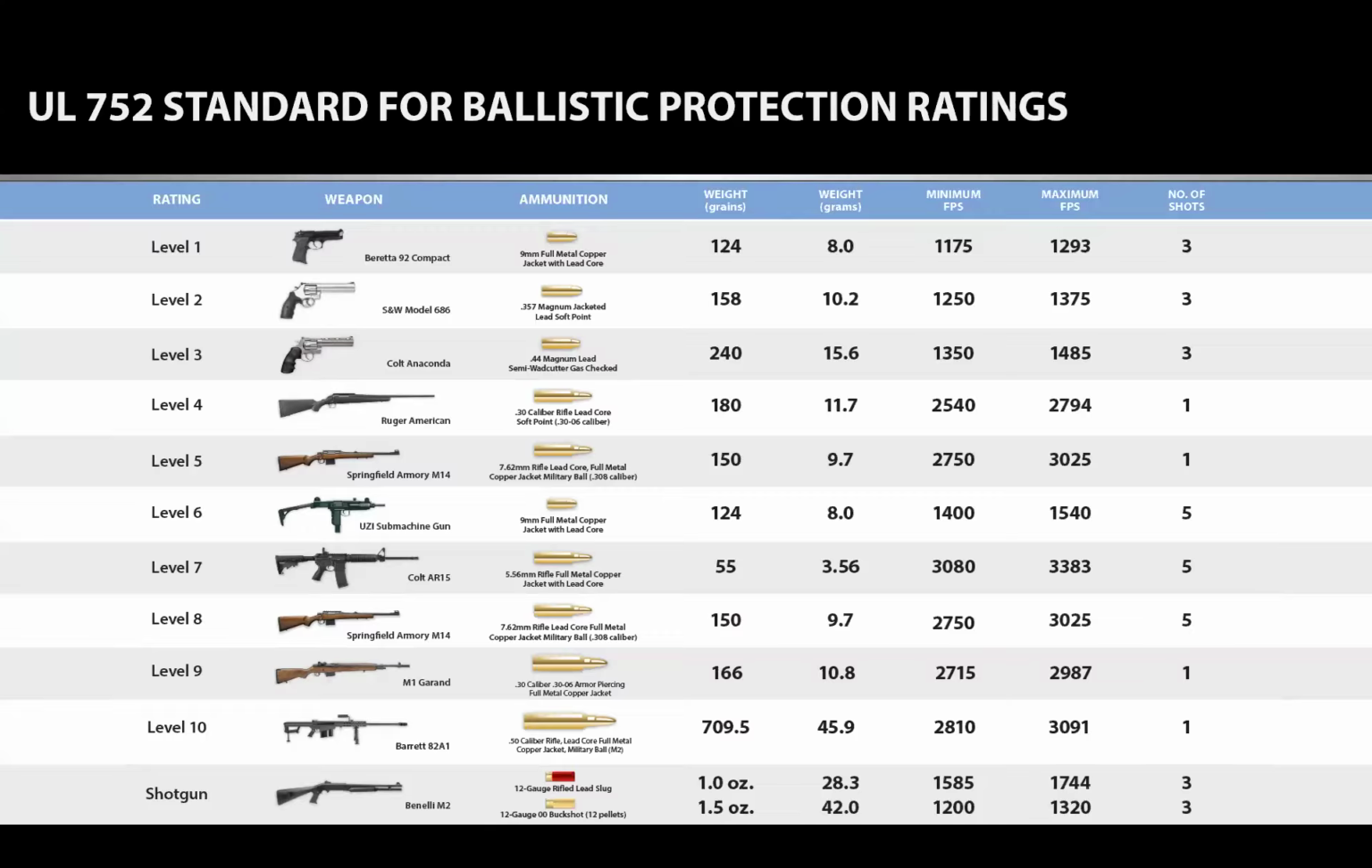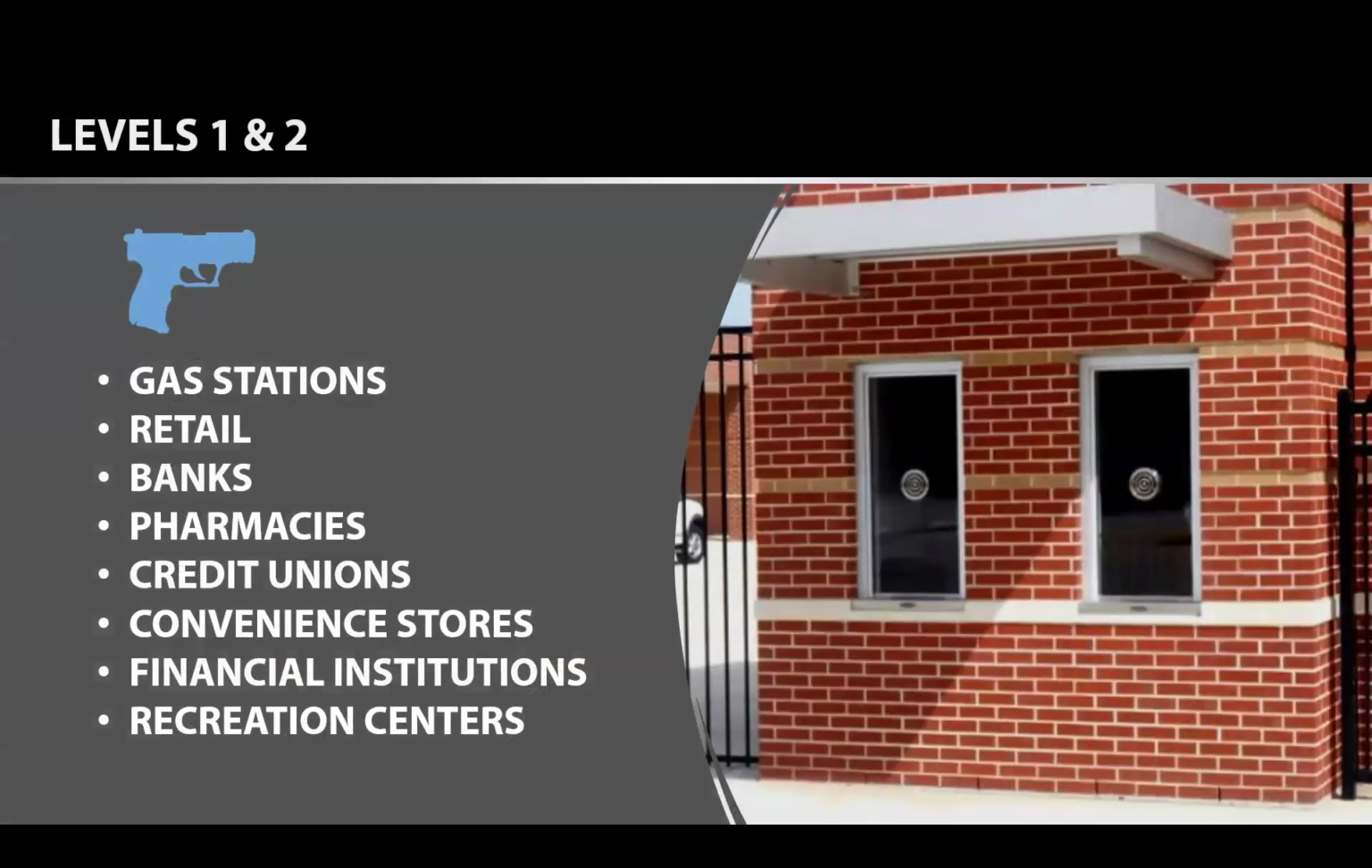But the primary idea here is that UL 752 is the ballistic rated standard for about 99% of your construction projects out there around the world. Now, people are going to ask you, what level do you recommend? You never, ever want to answer that question. Instead, answer their question with a question by saying, what are you trying to protect against?